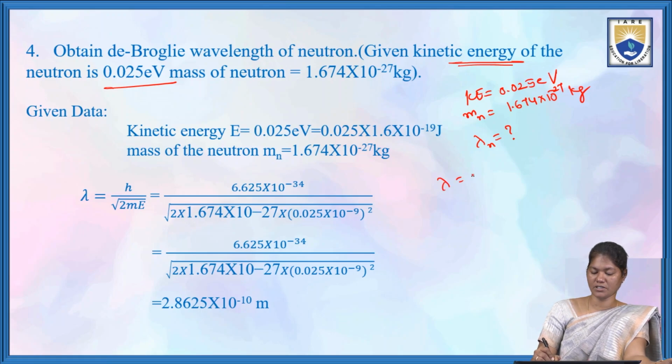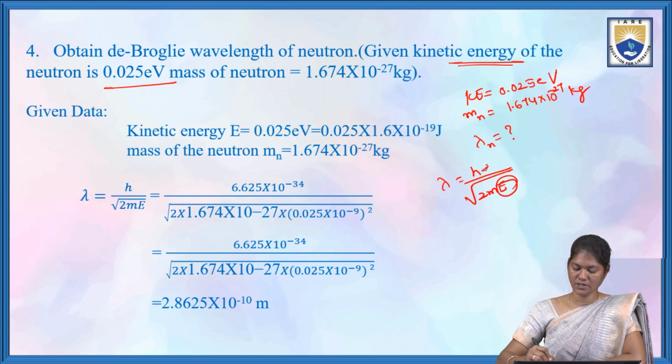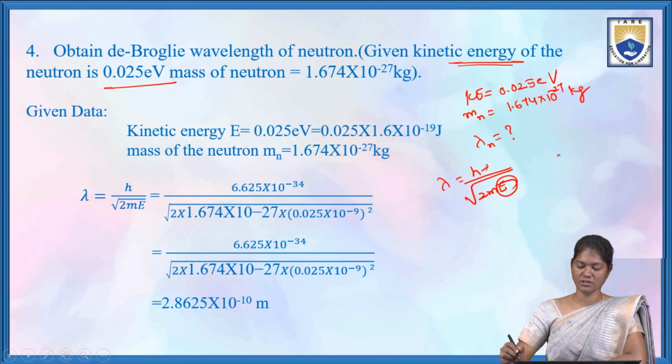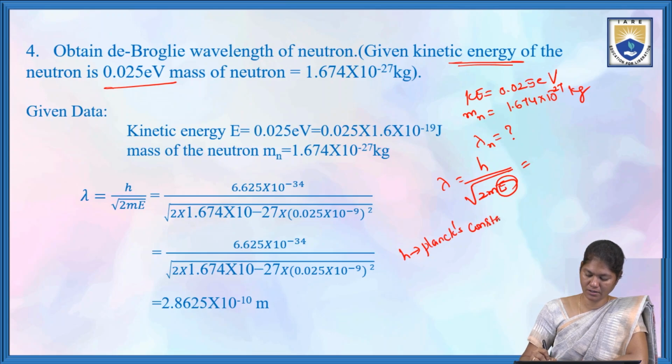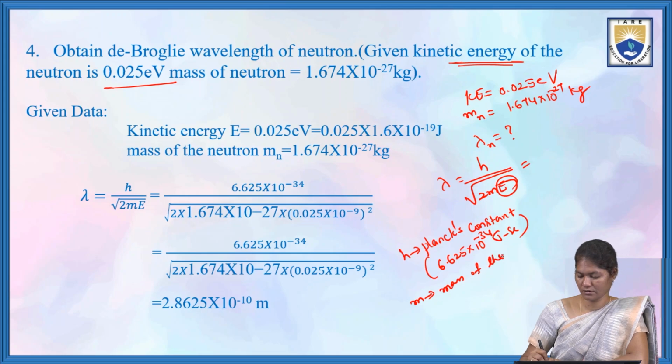So the formula is lambda equals h by root 2mE. E is the energy here, h is Planck's constant, and m is the mass of the neutron. h is Planck's constant, which has the value 6.625 × 10^-34 joule second. m is the mass of the neutron, given as 1.674 × 10^-27 kilogram.